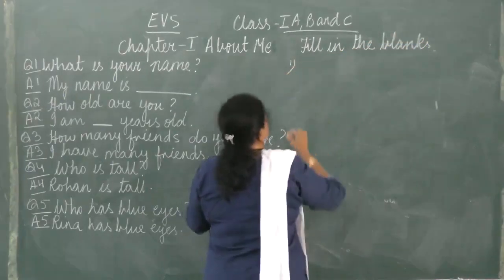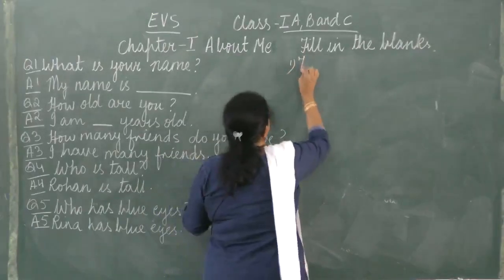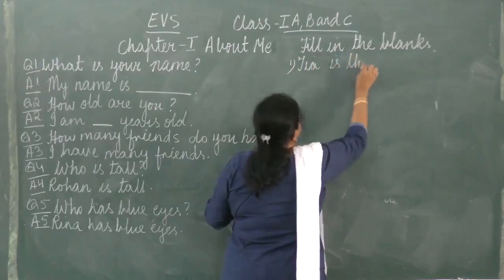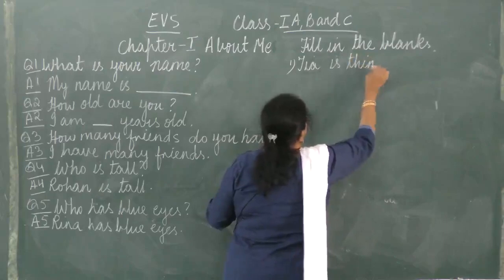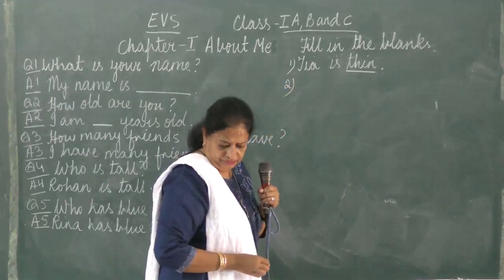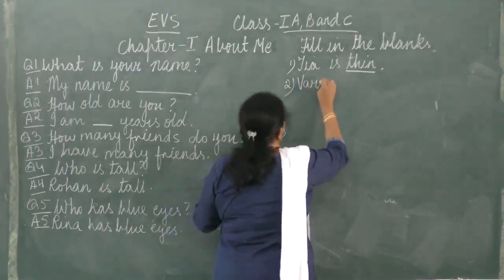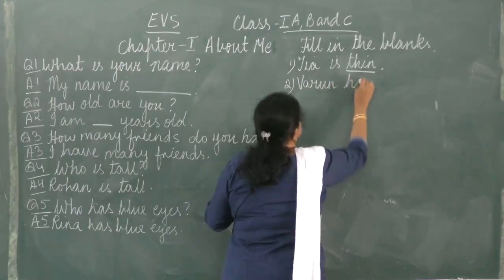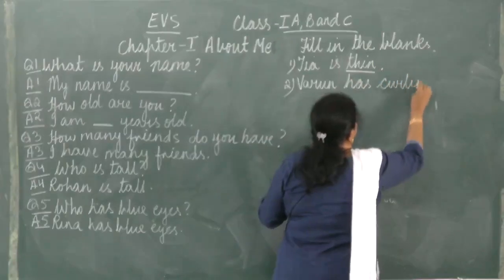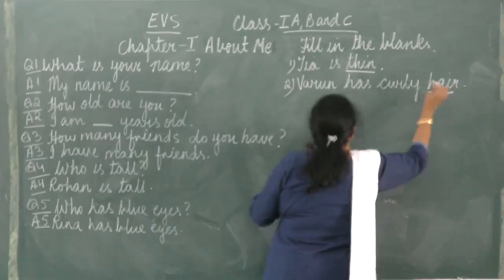Okay. Sentence one. Tia is thin. Underline it. Number two, Varun has curly hair. Underline hair.